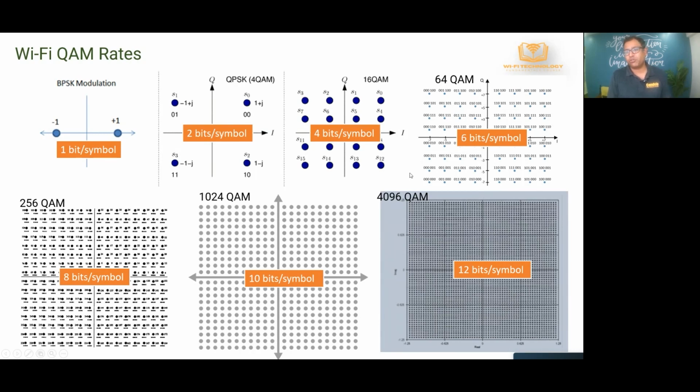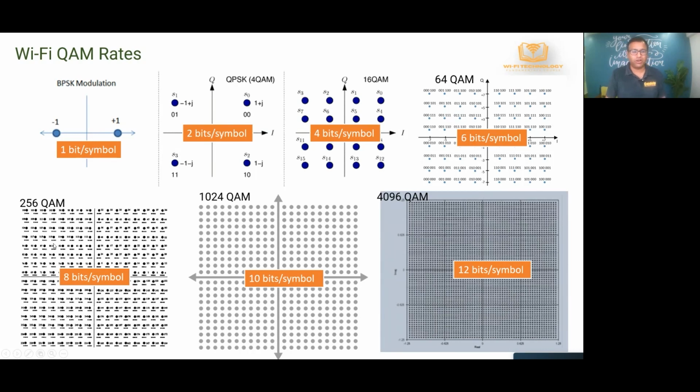64 QAM is 64 combinations across the amplitudes and phase. So basically you have 8 levels of amplitude and 8 levels of phase, and 8 times 8 gives you 64 combinations. So now you can see how close these points are getting to each other. From here to here there is a huge gap, but from here to here there is very little gap. So the margin for error in case of noise is very, very low as you go to the higher order modulation rates. Now you can send 6 times the information, but it's more error prone. Now you apply that to 256 QAM.